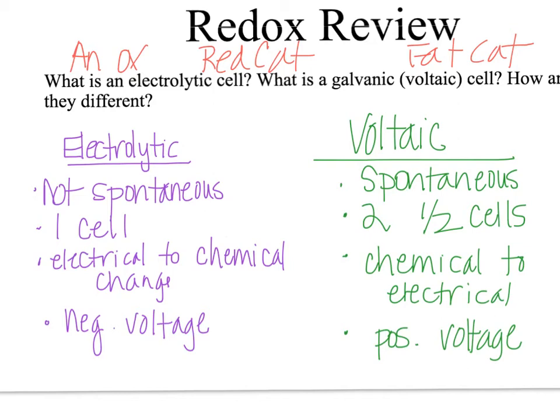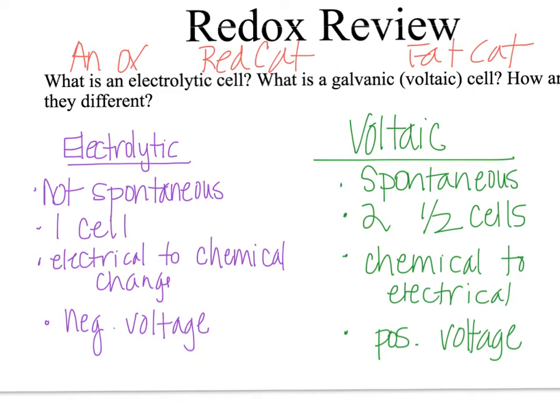So that is their similarities. Their differences: an electrolytic cell is non-spontaneous, meaning it won't happen on its own, versus being spontaneous in a voltaic cell. In an electrolytic cell, the whole reaction happens in one cell. That's what we did in the penny lab. Everything happened in one beaker.